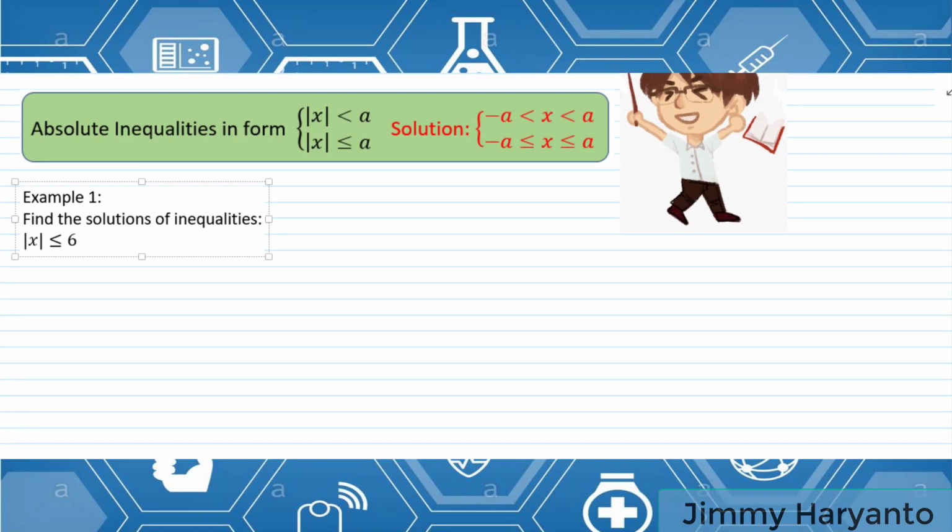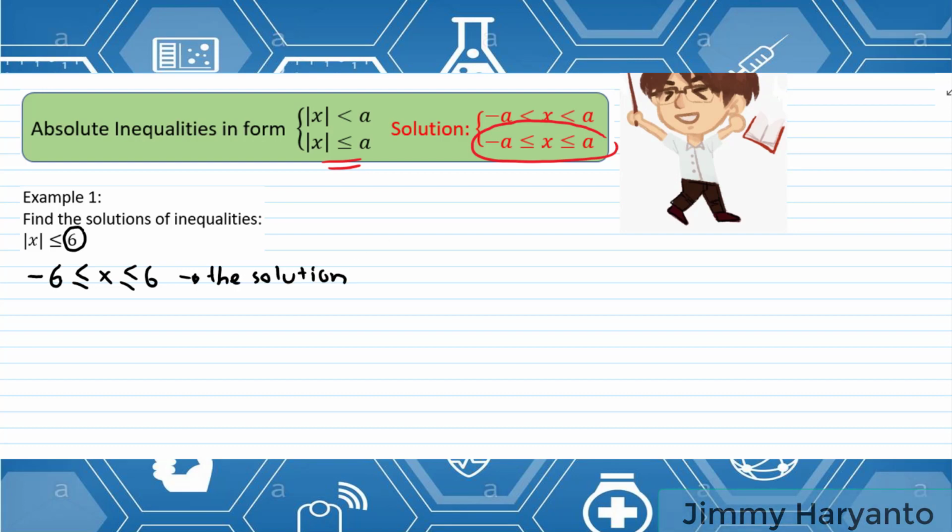Okay, look at number 1. What do you think? Is this form equal to this form? Yes, absolutely. Which one? The bottom one. So we can use this solution. Follow the solution. The solution will be minus a, which is negative 6, less than or equal to x, and then less than or equal to a, which is 6. Okay, so this is the solution. That's it. So easy.